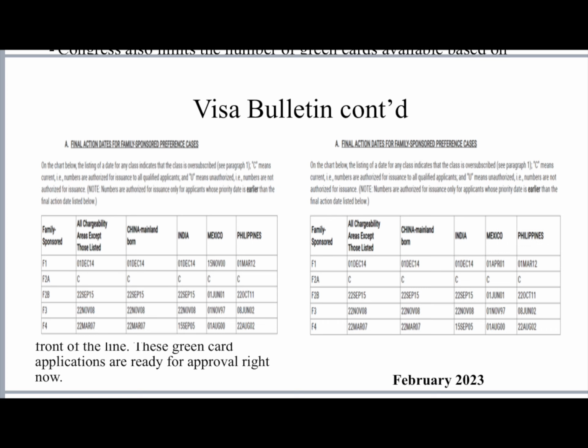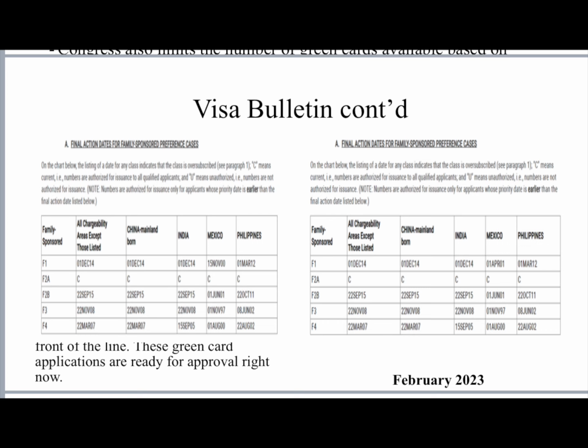Now, let's head on over to February 2023. February 2023's bulletin. Nothing changed for F1. It was the same. F2A was still current. That's good. That was good because that was last year, right? F2B, nothing changed. F3, nothing changed. And F4, there was no change.